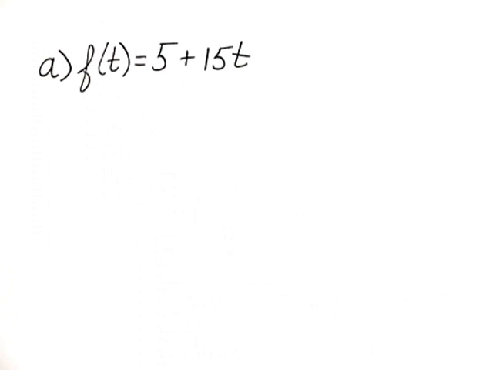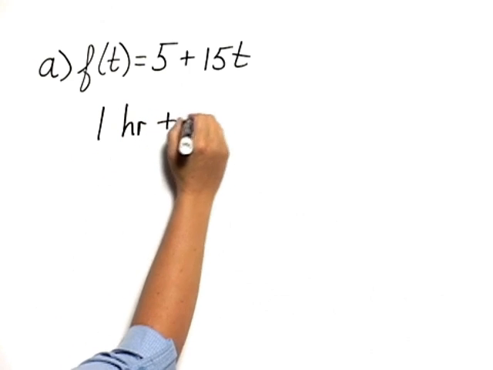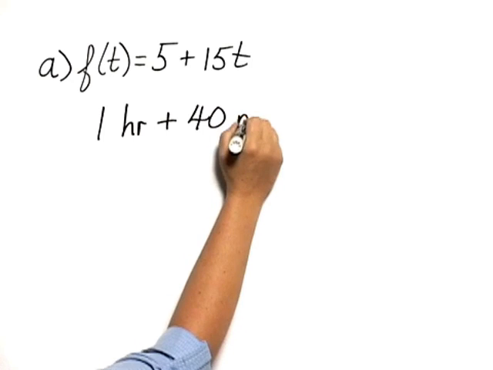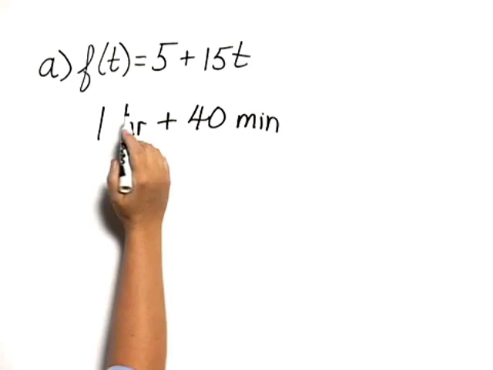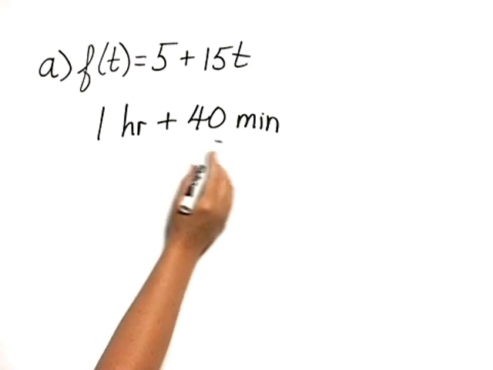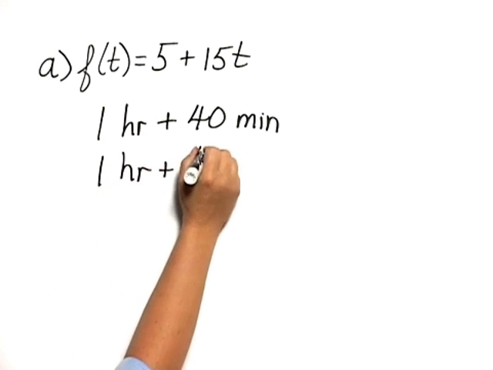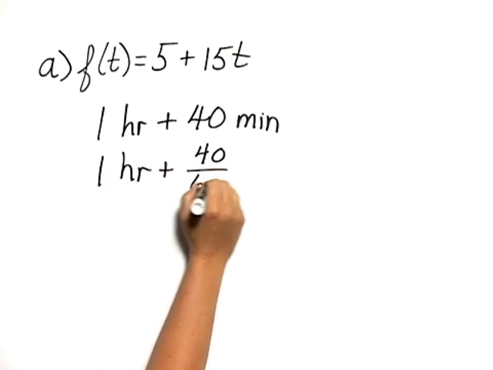We'll start with part A, and we'll find how far the racer is from the start after 1 hour and 40 minutes. So we have a time of 1 hour and 40 minutes, and we have the function f of t equals 5 plus 15t. We need to substitute t in terms of hours, so we need to write 40 minutes as 40/60ths of an hour.